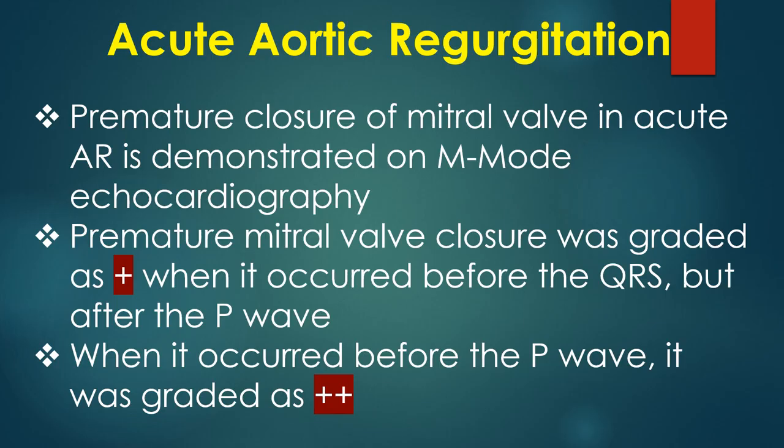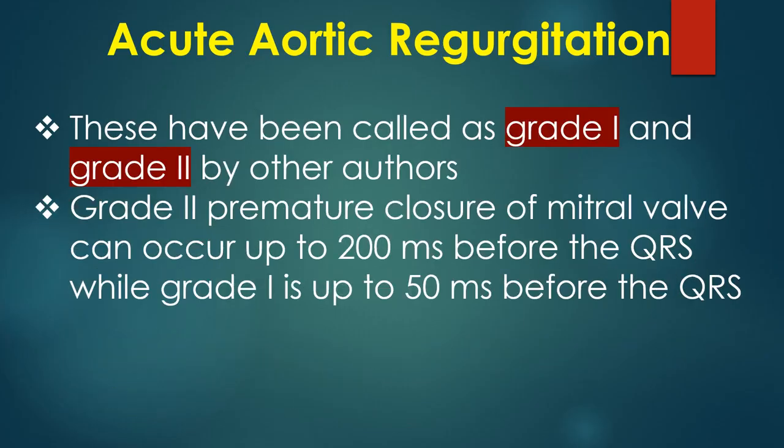Premature mitral valve closure was graded as plus when it occurred before the QRS but after the P wave. When it occurred before the P wave, it was graded as plus plus. These have been called grade 1 and grade 2 by other authors. Grade 2 premature closure of the mitral valve can occur up to 200 milliseconds before the QRS, while grade 1 is up to 50 milliseconds before the QRS.